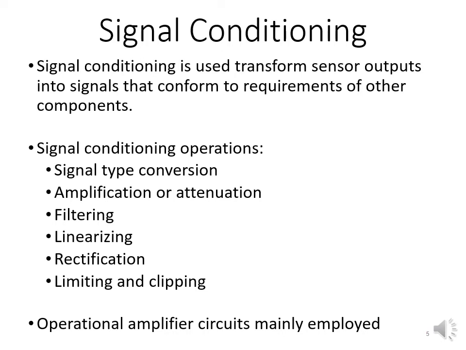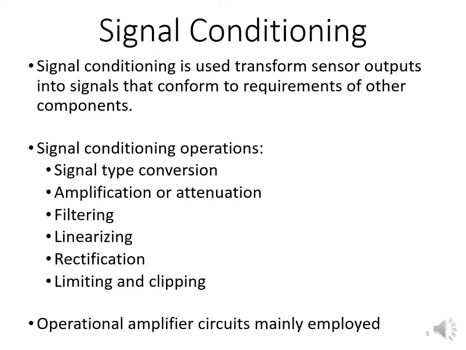Some examples of signal conditioning operations are signal type conversion. For example, we can change from a resistance into a voltage, or from a resistance into a current, or from a voltage into a current, or current into a voltage as is necessary. Another example is amplification or attenuation. Sometimes the signals are too small. Therefore, we will need to increase their sizes by amplifying them.